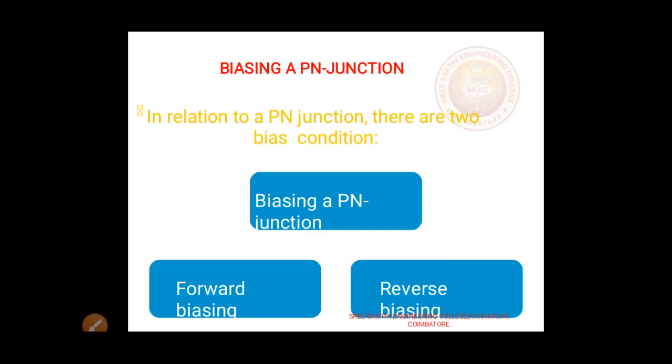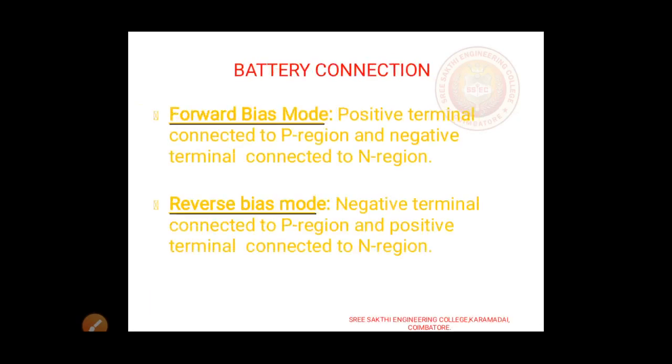Normally, we have two types of biasing, forward biasing and reverse biasing. In forward biasing, we are connecting the positive terminal of the battery to the P region and the negative terminal of the battery to the N region. In reverse bias, we are connecting the negative terminal of the battery to the P region and the positive terminal of the battery to the N region.